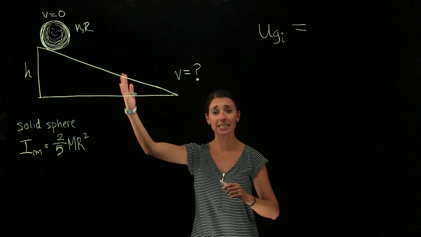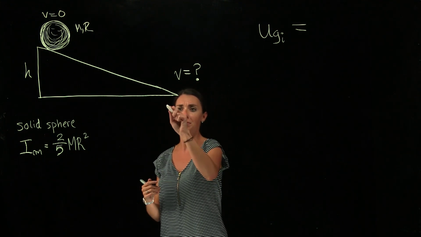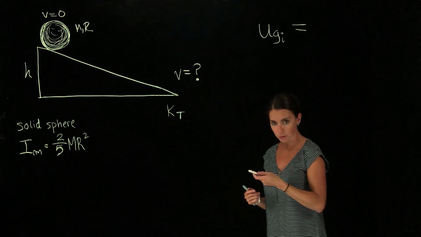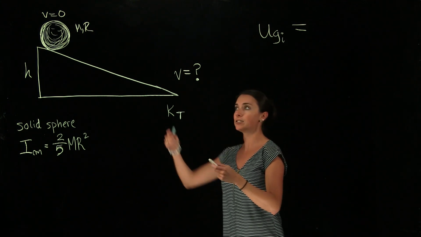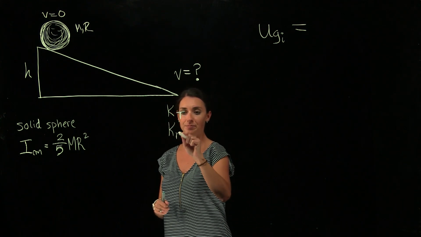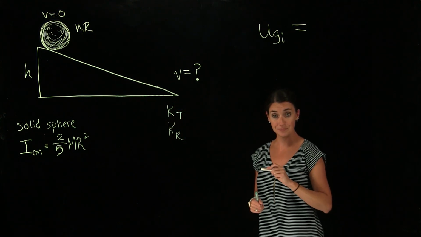Yes, it's displacing linearly, so there's going to be some of that, we'll call translational kinetic energy. That was the old kinetic energy that we had. But it's also actively rolling at that point. So we are going to have rotational kinetic energy as well.